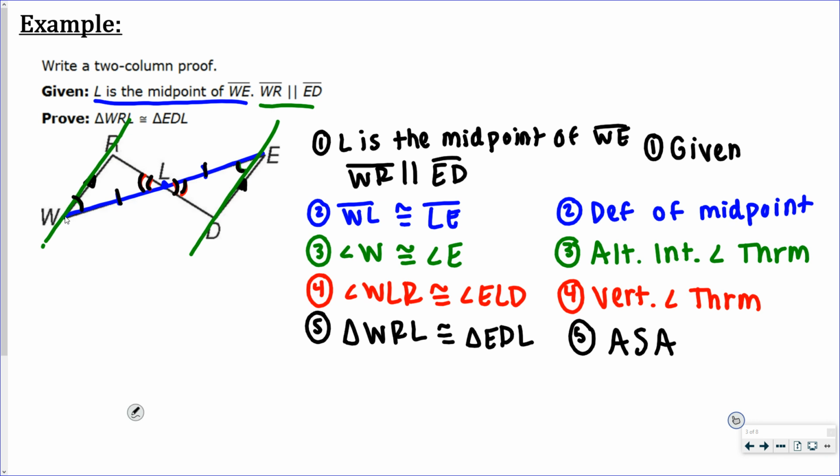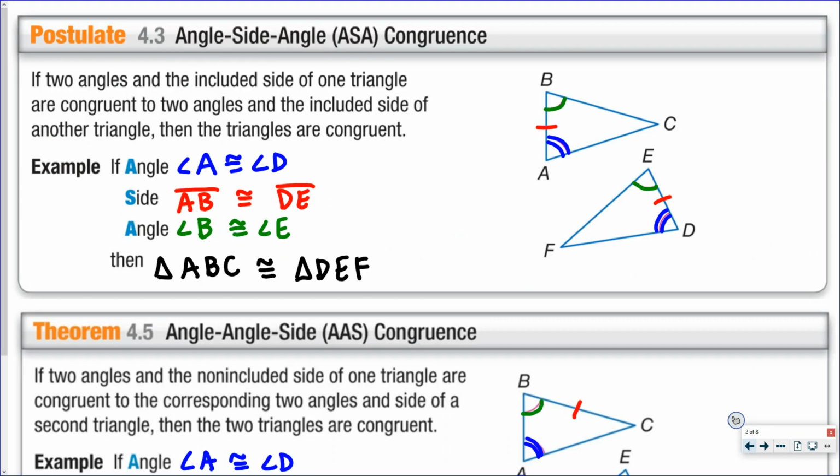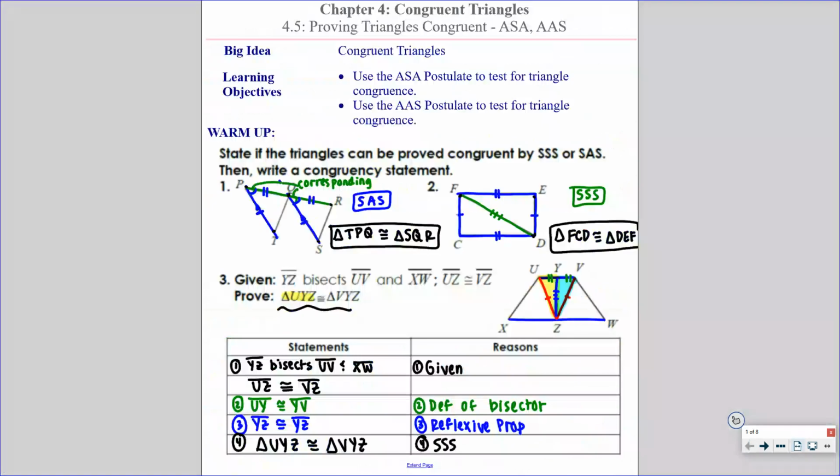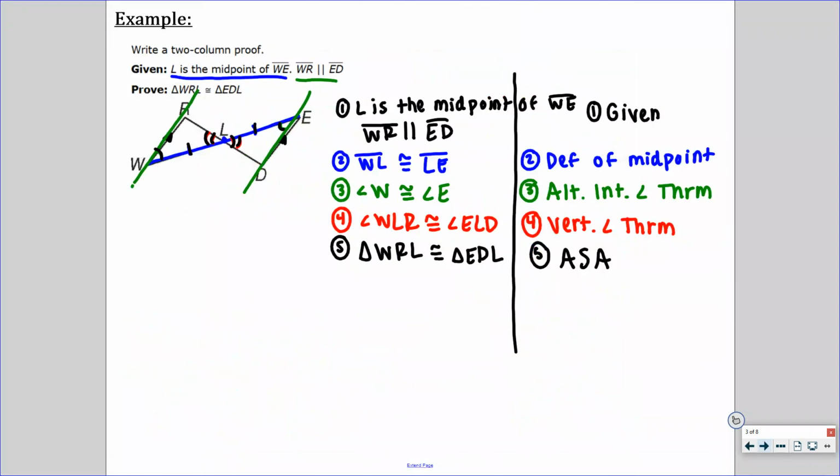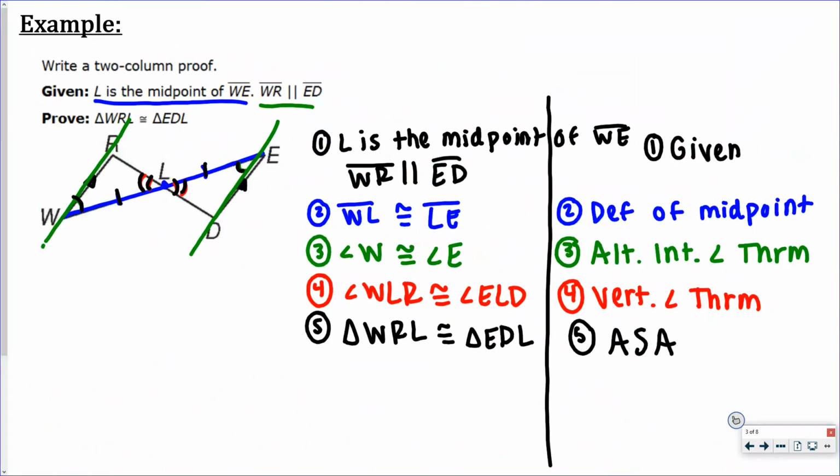If it helps you too, I saw someone do this last hour, where they draw a line down their 2-column proofs. You can do that, if it helps you to keep your statements on one side and the reasons on the other. I like that warm-up problem because it gave you a little box like that. So if you want to do that too, if that helps you organize yourself, that's fine. Okay, there's a 2-column proof. That's the only 2-column proof we're going to do today.